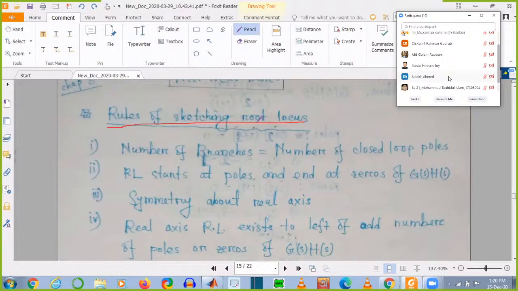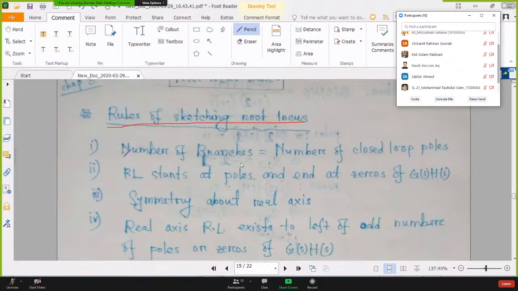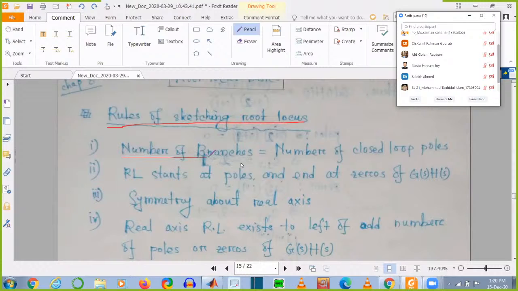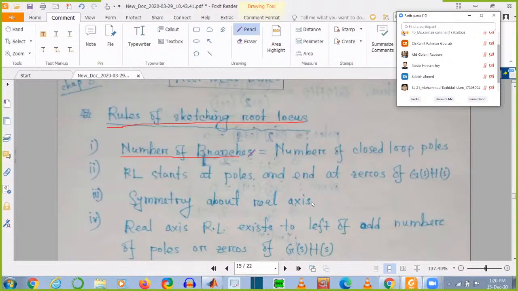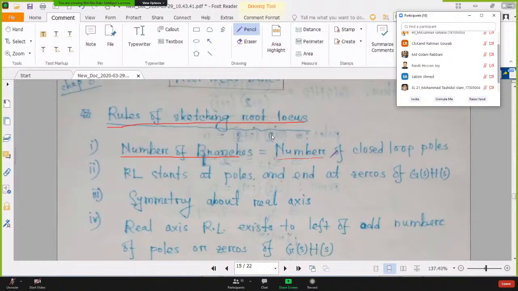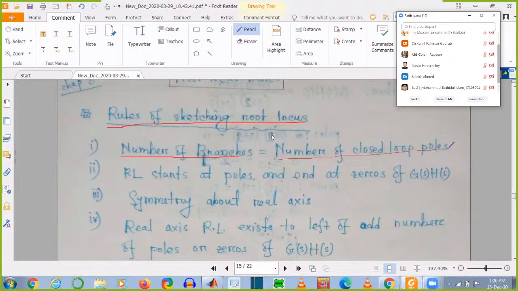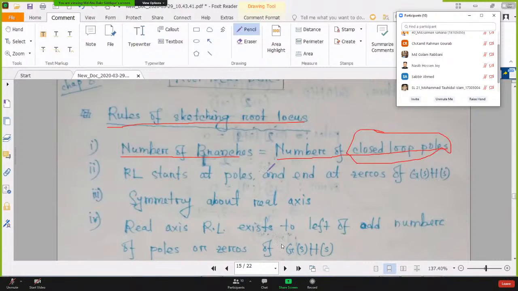So, rules of sketching root locus. Number one rule: number of branches. You have to look at the system and find out how many branches you have in that system. Number of branches equals number of closed loop poles. So you have to look at how many closed loop poles your system has. That is the first step. You have to analyze your system and find out how many closed loop poles it has. Okay, so what is a pole?